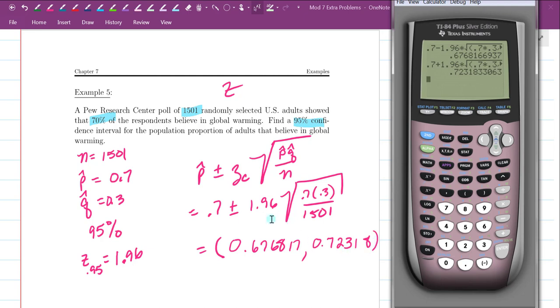Okay, so that is this one here. Again, we'd be 95% confident that the true proportion of adults in the United States that believe in global warming is between 67.68% and 72.31%.